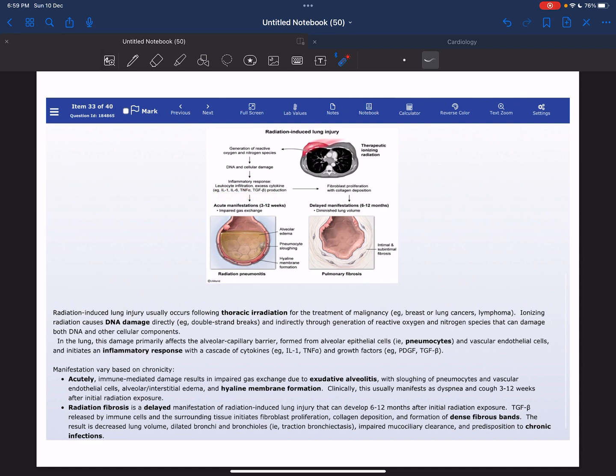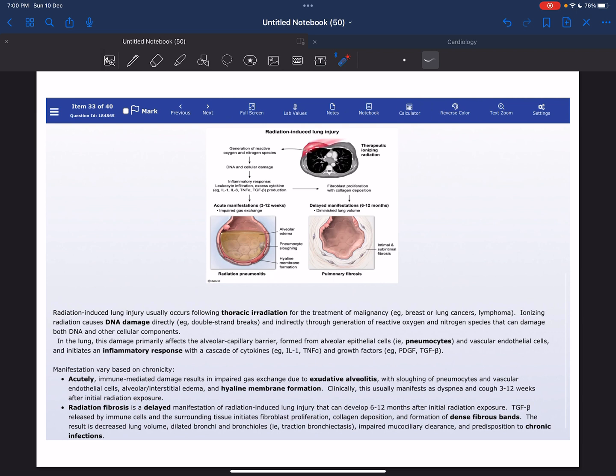And then we have the acute manifestation at 3 to 12 weeks, which is impaired gas exchange, for example, by alveolar edema, pneumocyte sloughing, and hyaline membrane formation. That was the answer for our question. We have here the radiation pneumonitis.